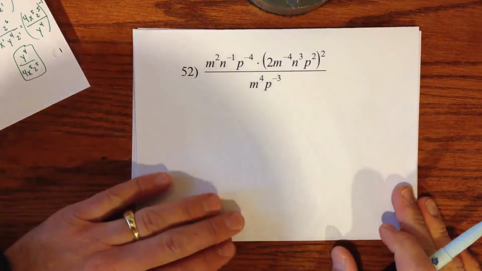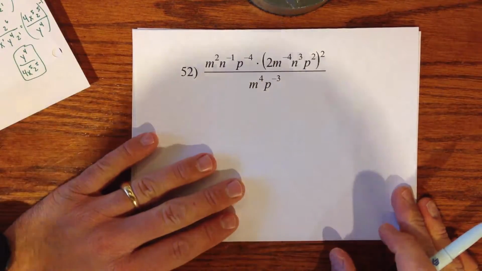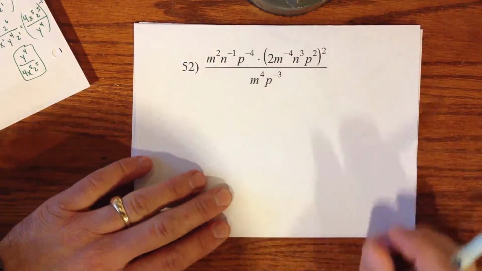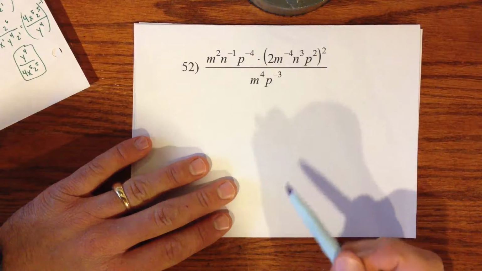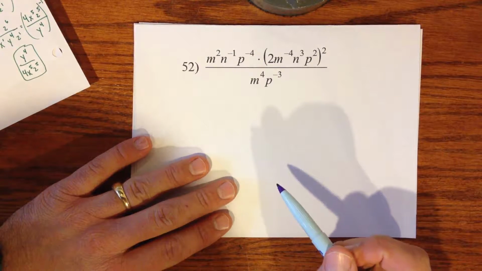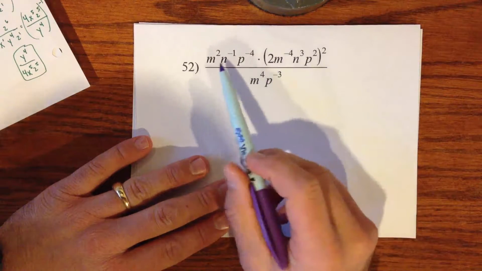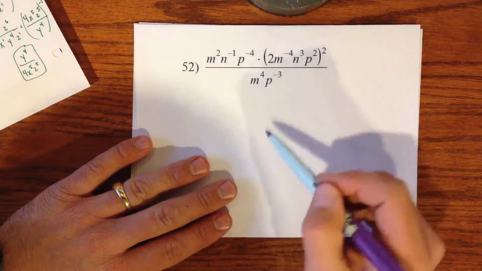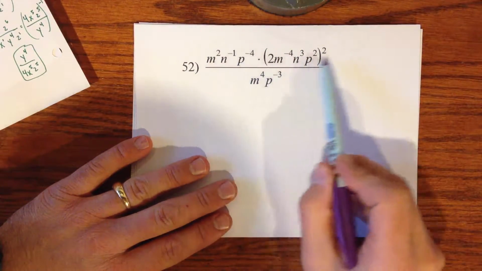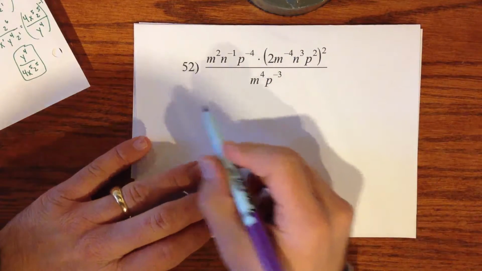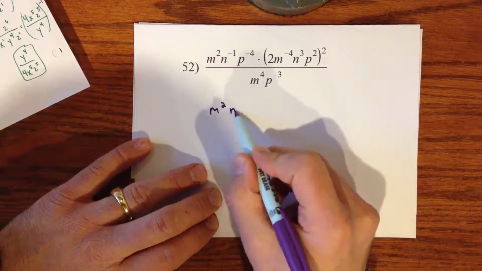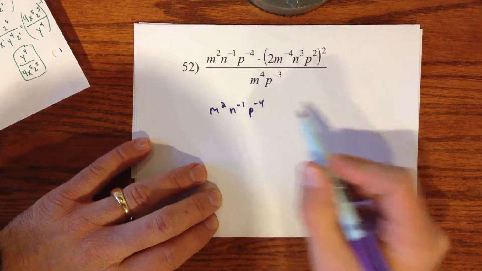Okay, we're almost done. Number 52. This is a great problem. I'm going to probably use all this space up, and there's a couple different ways you can do this. What I would do, before you start moving stuff up and down, is completely simplify the top, and then worry about moving stuff. So I'm just going to rewrite the first part.